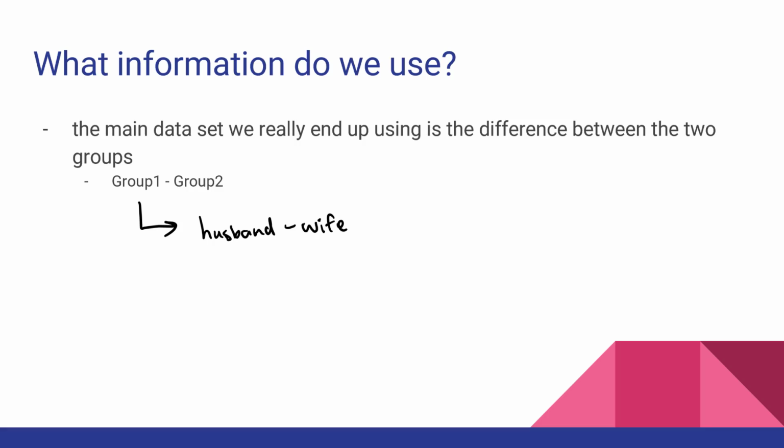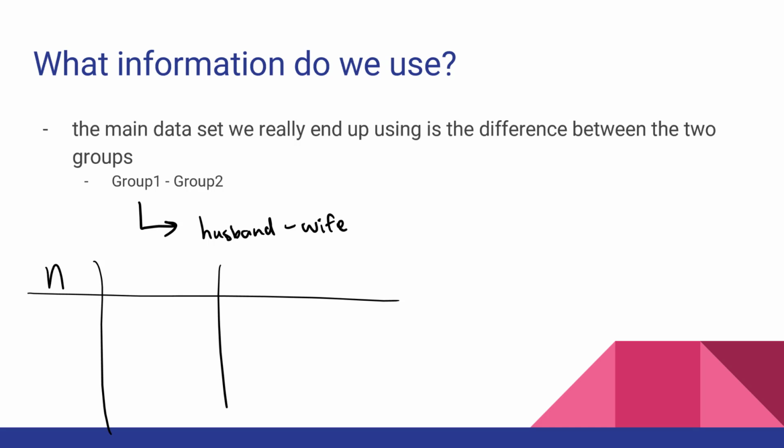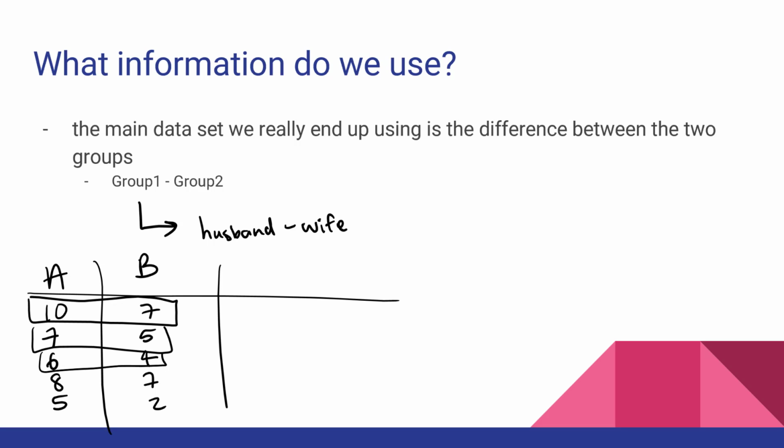So what we're going to be doing is subtracting the husband characteristic from the wife characteristic, or vice versa. Once we actually start our calculations, there will be no defined husband group and no defined wife group anymore. It would look something like this. If we have a group A and a group B, here are our distinct groups, and each of these corresponds to each other. So this is one pair, this is one pair, this is one pair.